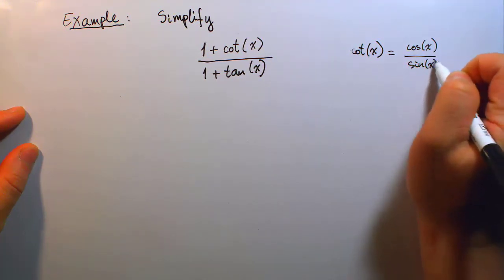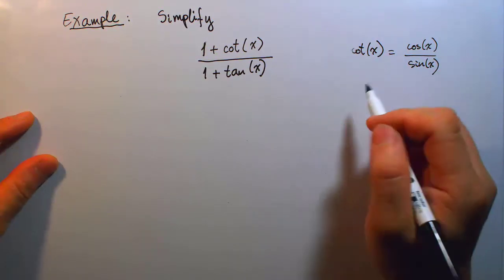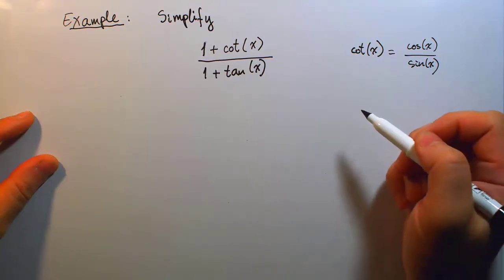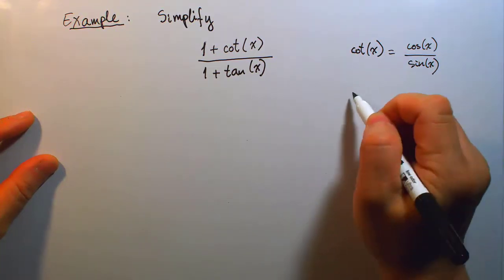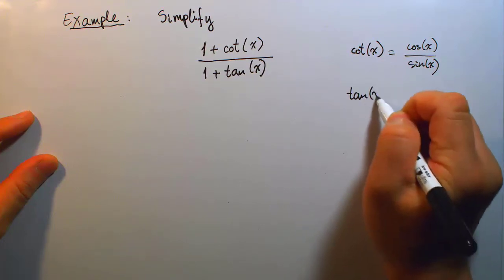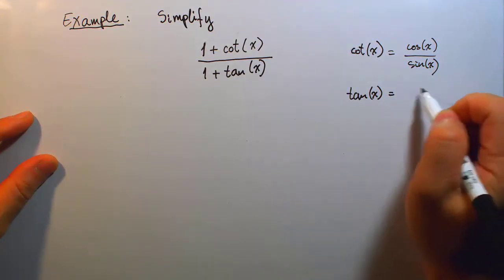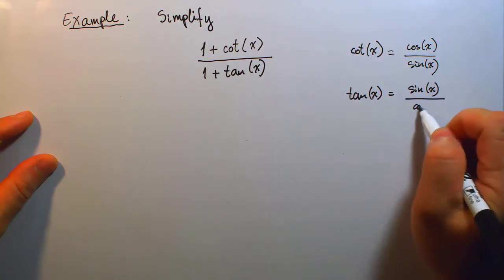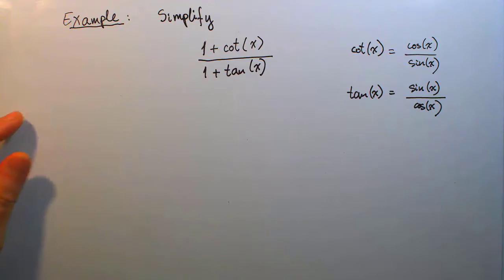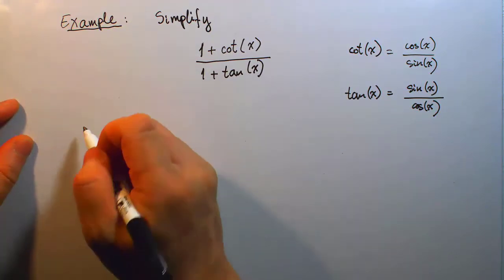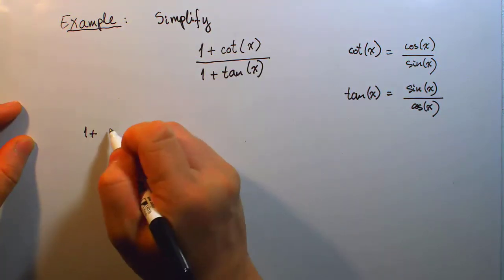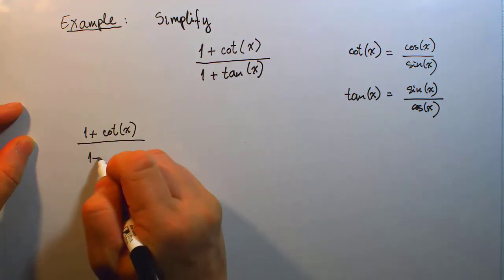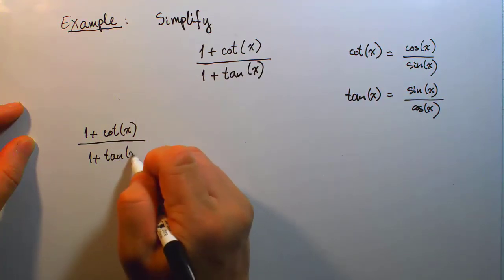All right, so once again, as a reminder, cotangent of x is defined to be cosine of x over sine of x. So that's just something to keep in mind before proceeding, or simply a reminder. And tangent of x, as a reminder, is defined as sine of x over cosine of x. And so my starting expression is 1 plus cotangent of x over 1 plus tangent of x.